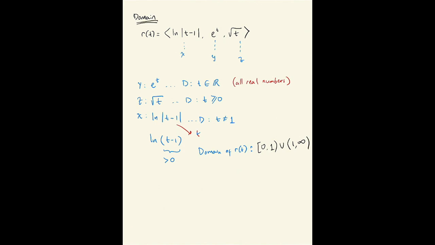So again, the domain in a vector function, the domain is the t, okay, the parameter. Infinite has no number. You cannot define infinite as an exact number.